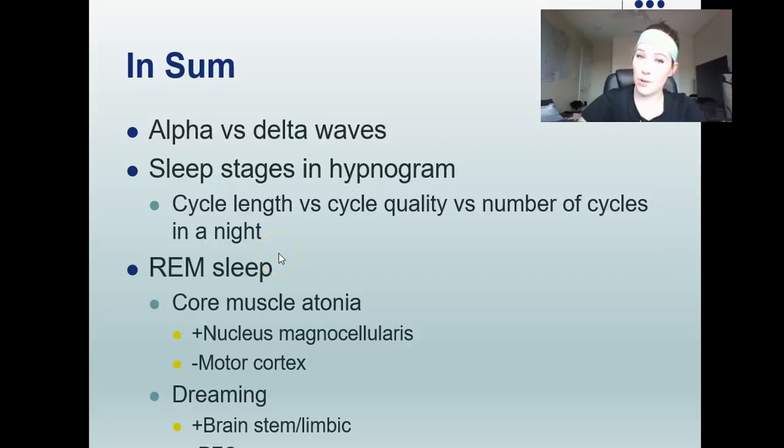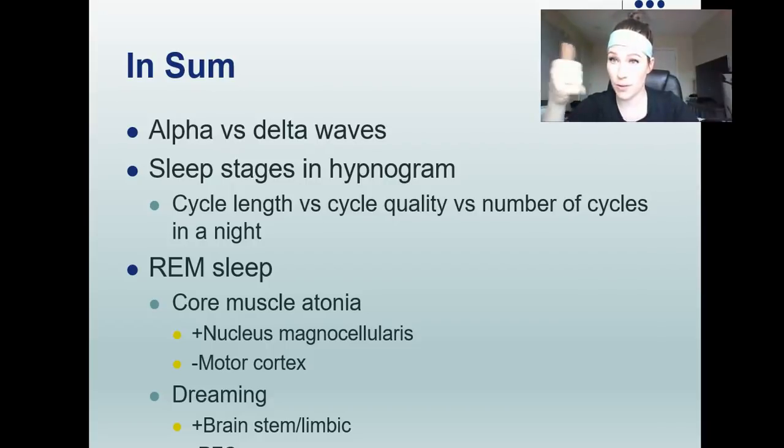As far as REM sleep goes, we know that we have some major physiological things here. You have a lot of symptoms of wakefulness in the brain, but also you have core muscle atonia, which is caused by increased activity in the nucleus magnocellularis. It's an inhibitory pathway actually, so it decreases activity in the motor cortex, thereby basically preventing you from moving.